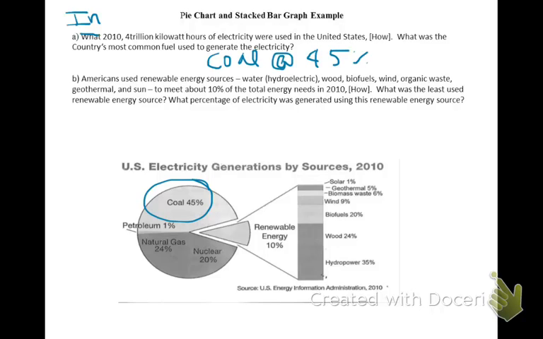Americans used renewable energy sources, water, wood, biofuels, wind, organic waste, geothermal, and sun, to meet about 10% of the total energy needs in 2010. What was the least used renewable energy source? Coming into the renewable energies, composing 10% of our needs in 2010, we see the least used source was solar energy. What percentage of electricity was generated using this renewable energy source? And that would be 1%.